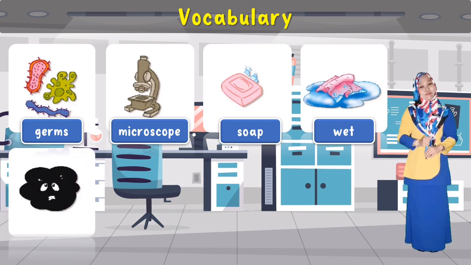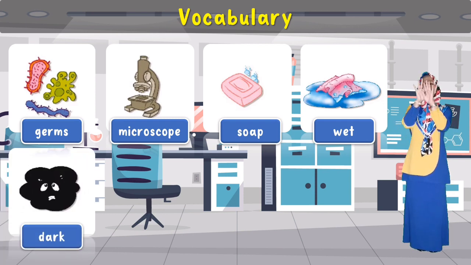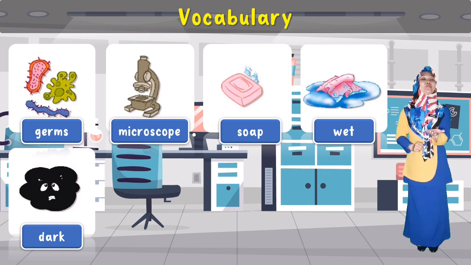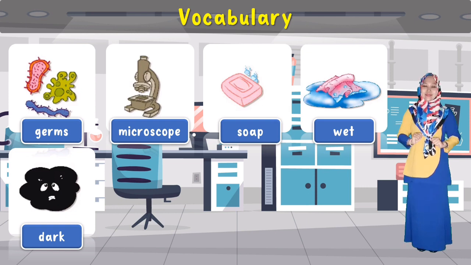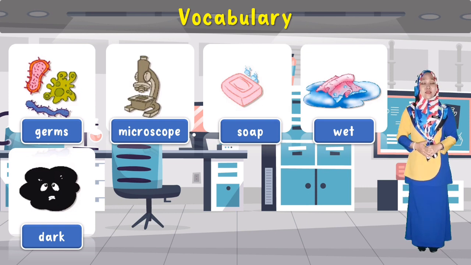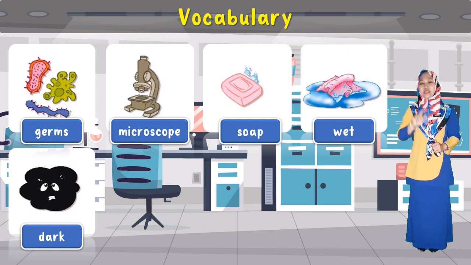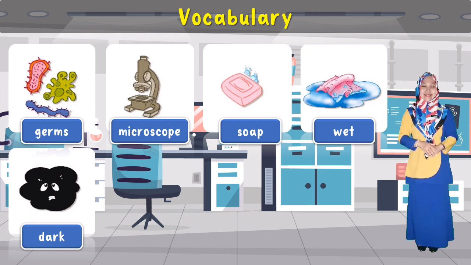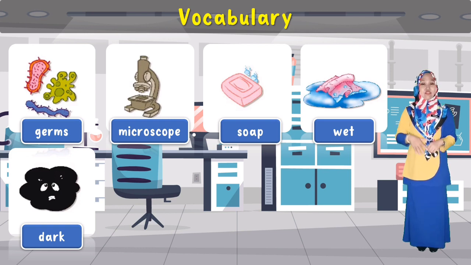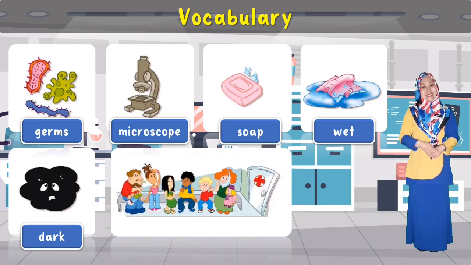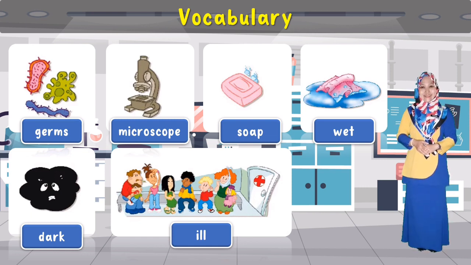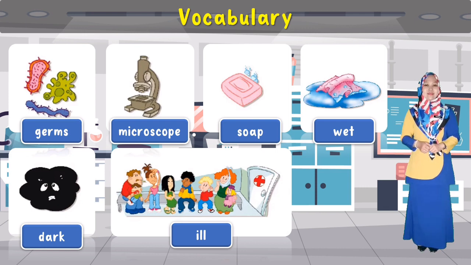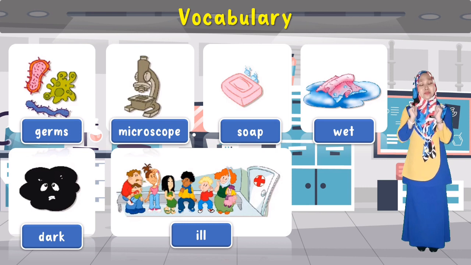Picture number 5. Dark. Can you please say the word once again? Dark. Dark means with little or no light. And the last one, picture number 6. Ill. Can you please say the word once again? Ill. Ill means not in good health.